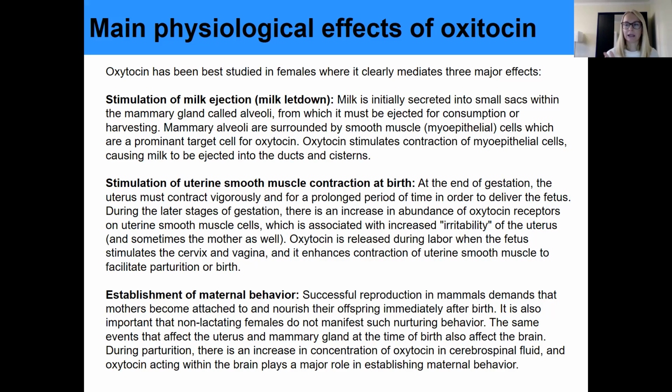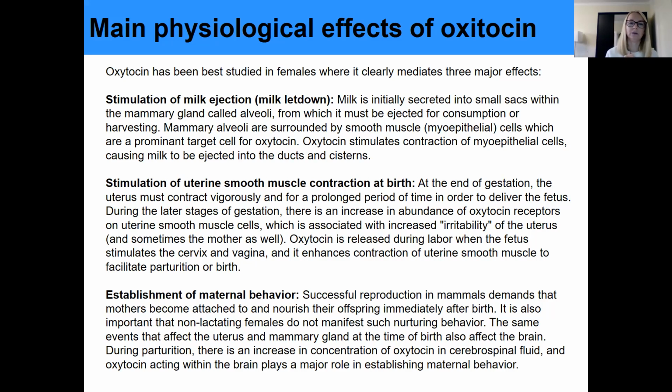Do not confuse the effects of oxytocin and prolactin. Oxytocin is responsible for only ejection of milk, while prolactin is responsible for synthesis of milk. So these are two different processes, synthesis of milk and ejection of milk, and two different hormones are regulating these processes.